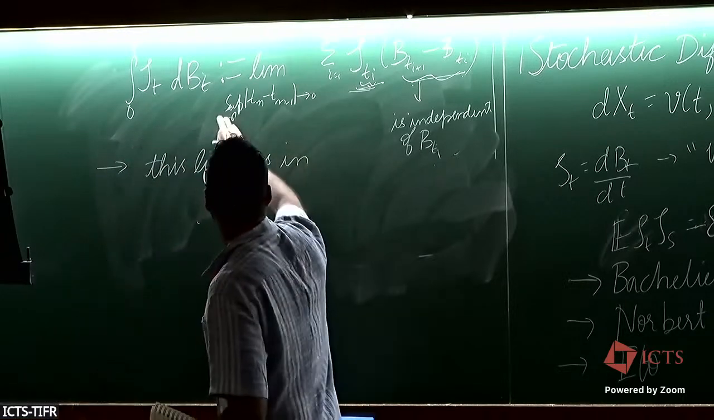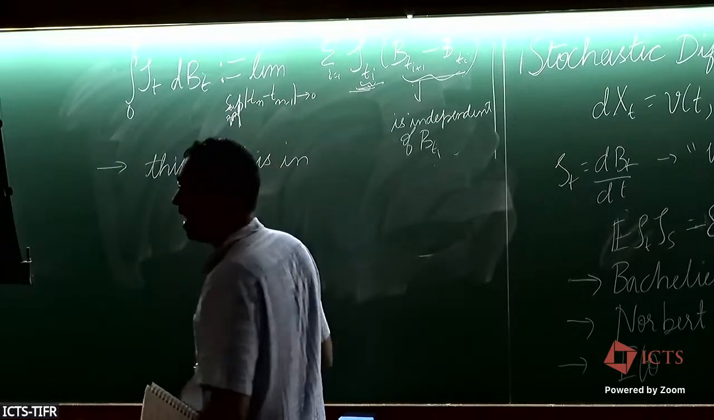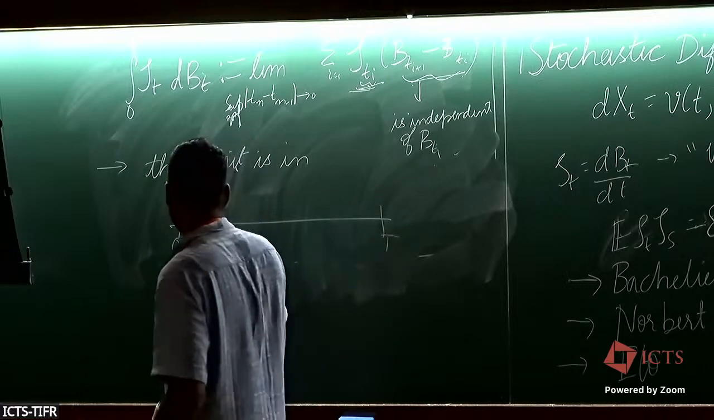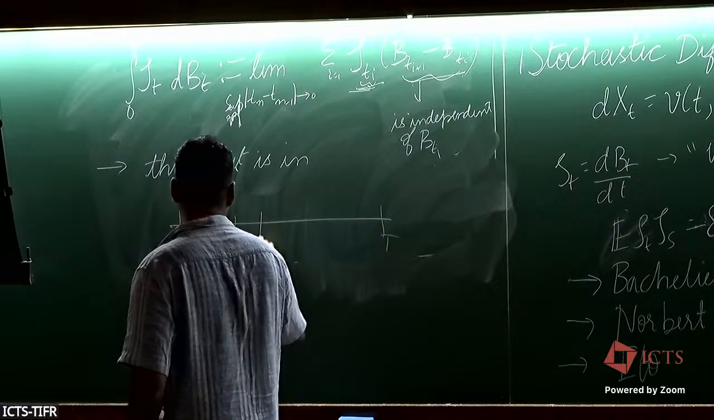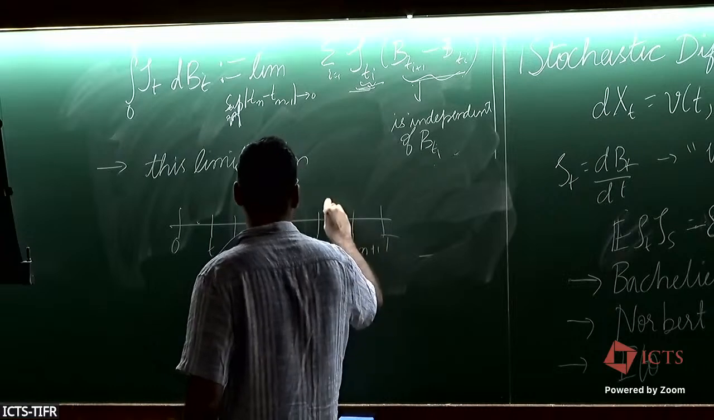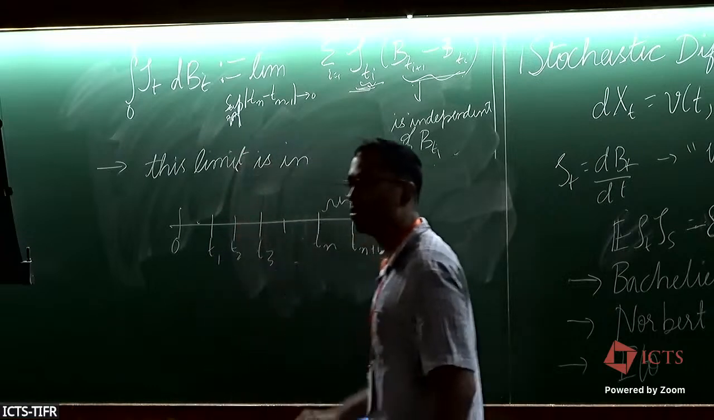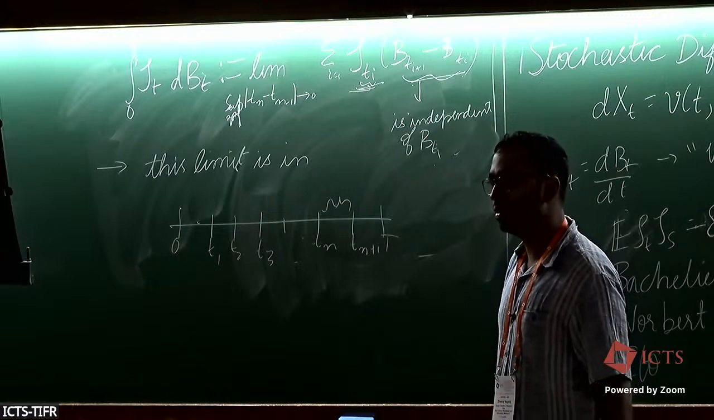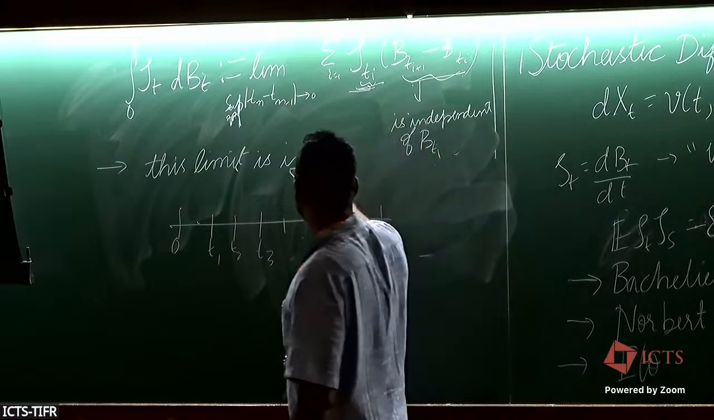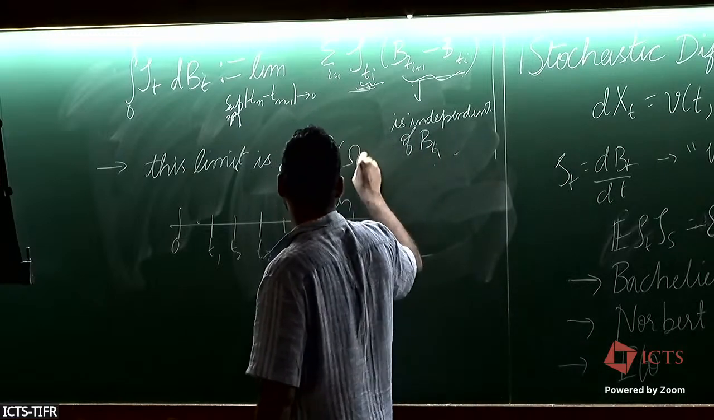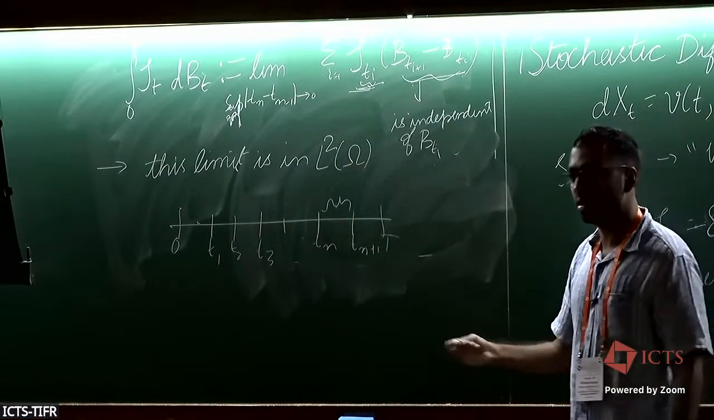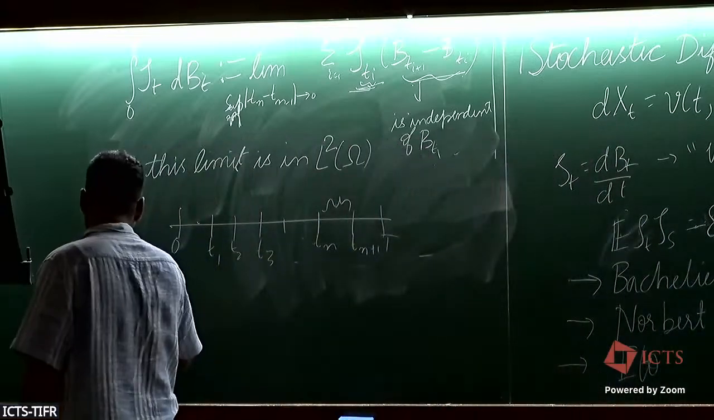Sup over n. So you have time 0 to t, and then you have t1, t2, t3, and so on, tn and tn plus 1. I mean that this grid size should go to 0. So by using martingale methods, we can show that there's a limit in L2 of the probability space. And that is called the Ito integral. This limit.